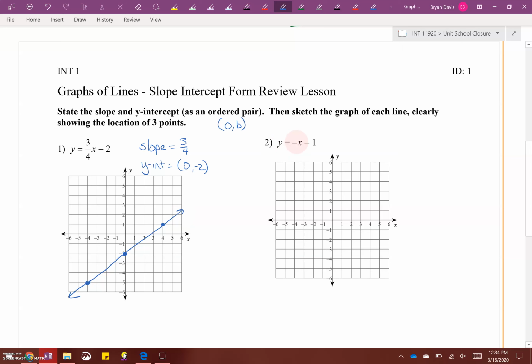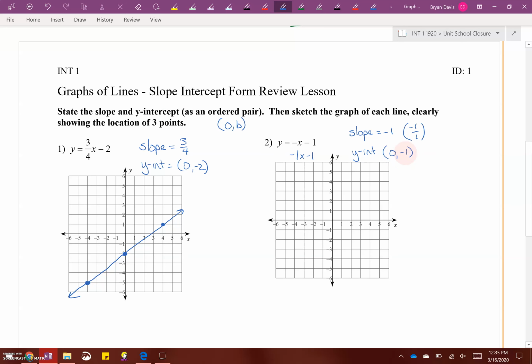Let's go check out this next one. I have this equation, y equals -x minus 1. I know that if I don't have a number written in front of x, it's really 1. So I see -1x minus 1. I know that that -1 is my slope, so I have a slope of -1. A reminder, that is also the same thing as the fraction -1 over 1. And the y-coordinate of my y-intercept is shown right here at -1. The y-intercept written as an ordered pair is going to be (0, -1).